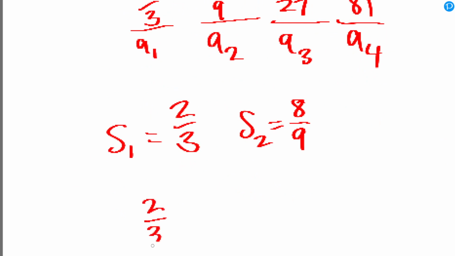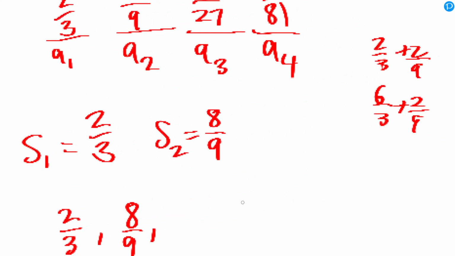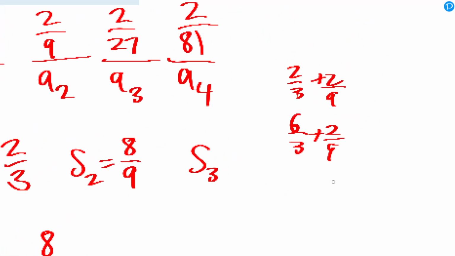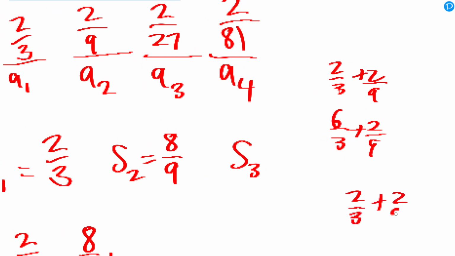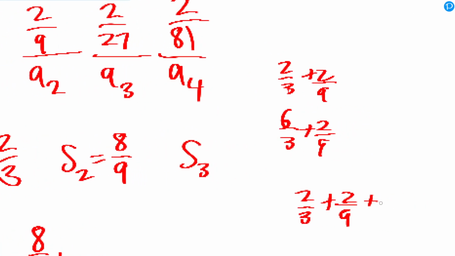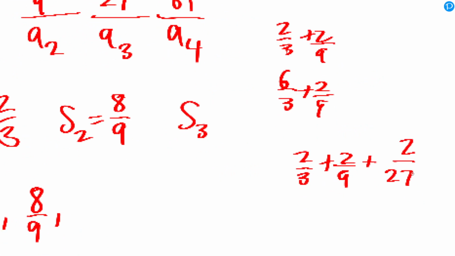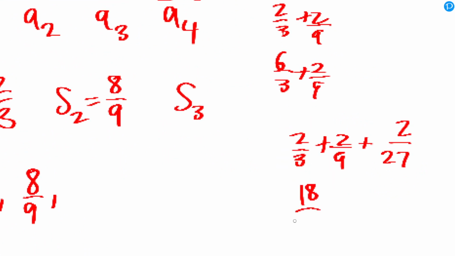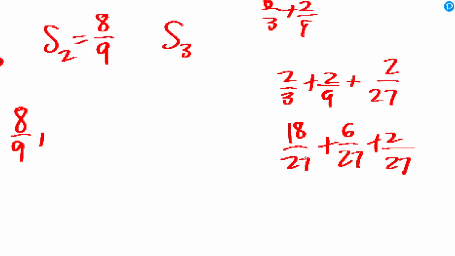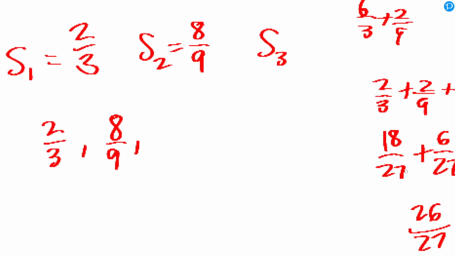I'm going to write it like this, actually. And then the sum of the first three terms will be 2/3 plus 2/9 plus 2 over 27. We want the common denominator of 27, so I'm going to times this by 9 over 9 and this by 3 over 3. So I will get 18 over 27 plus 6 over 27 plus 2 over 27. Which will give me 18 plus 6 is 24, plus 2 is 26. So I'll get 26 over 27.